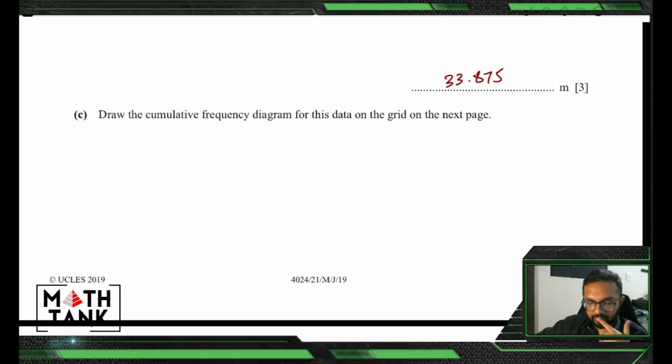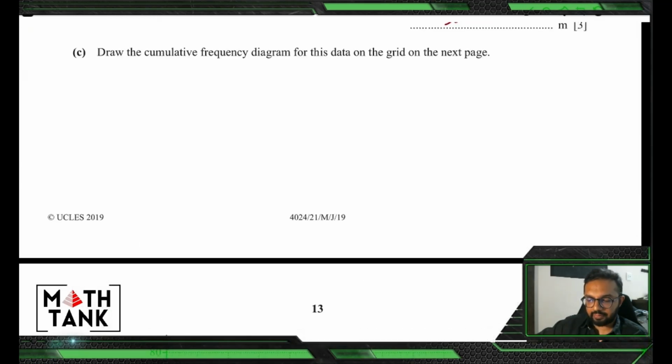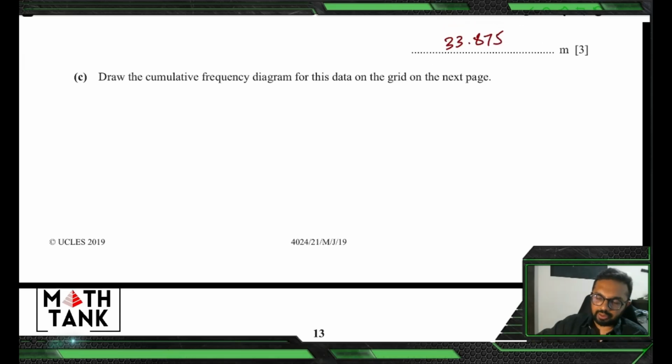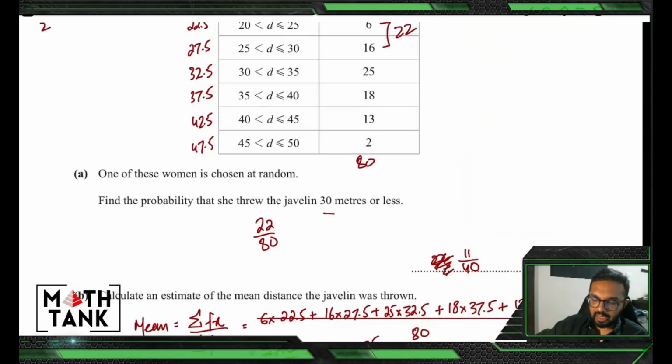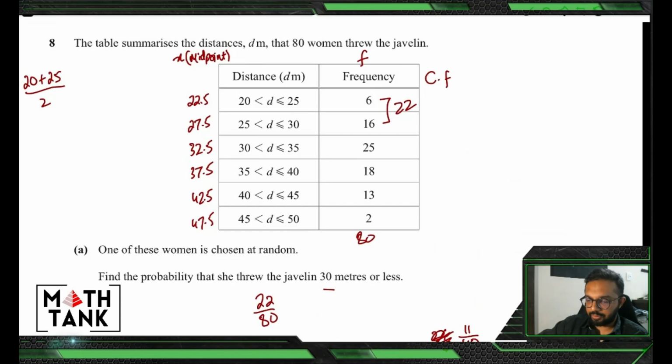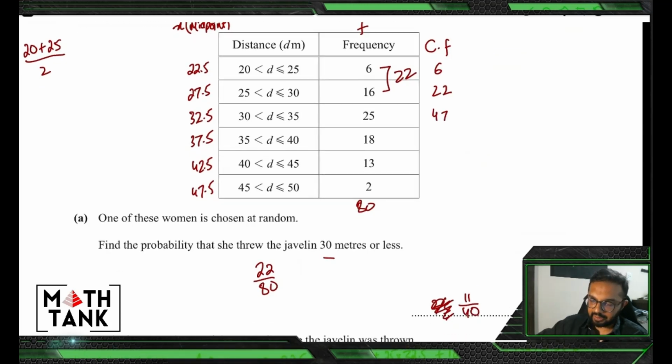Draw the cumulative frequency diagram for this data on the next page. So I have the grid in front of me. Remember that cumulative frequency is basically frequency added together. So I'm going to create a column for cumulative frequency, and I'm going to say that 6 plus 16 gives me 22. 22 plus 25 gives me 47. 47 plus 18 will give me 65. 65 plus 13 will give me 78. Plus 2 will give me 80.